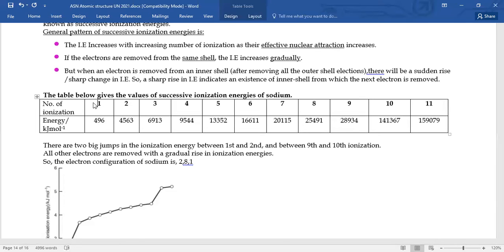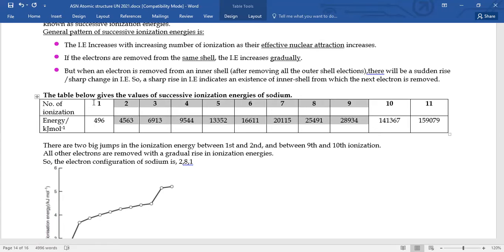Look carefully. The next is the second ionization, so this is a greater value with a sharp rise. And then third, fourth, fifth, sixth, seventh, eighth, and ninth. These are all 8 electrons, from the second electron to the 9th. They're all being removed from the same shell, right? So the difference between any two is approximately the same, with little fluctuation.